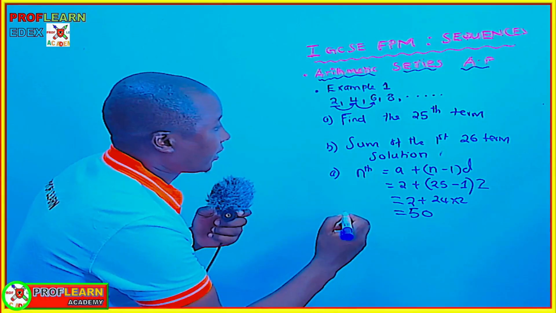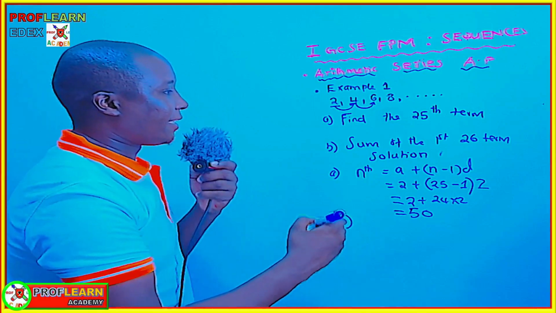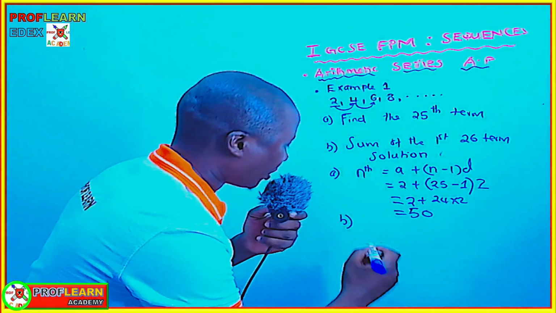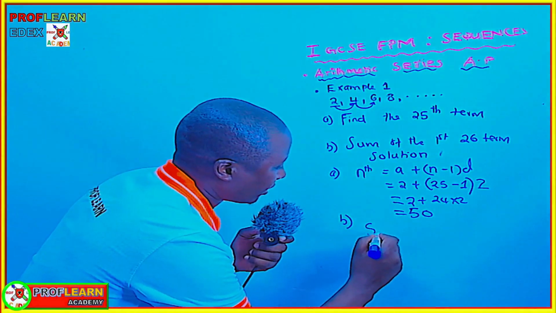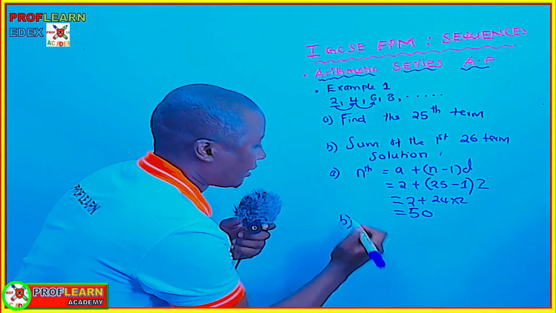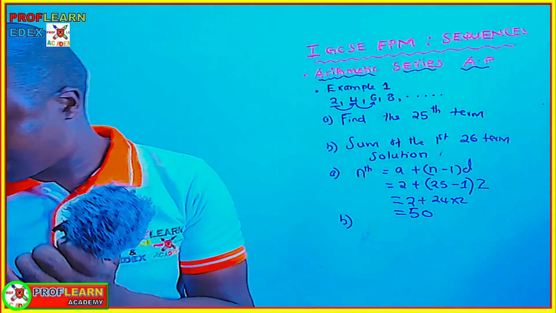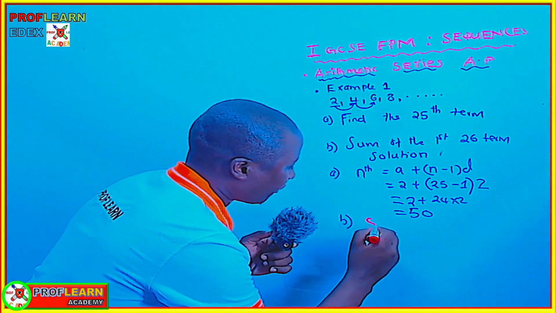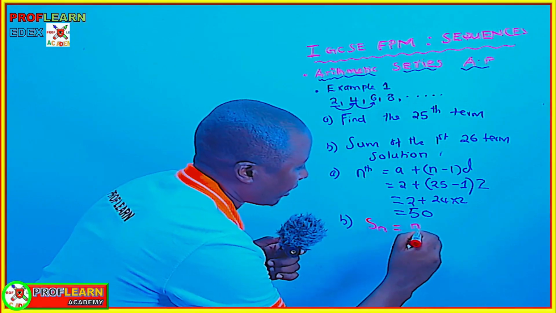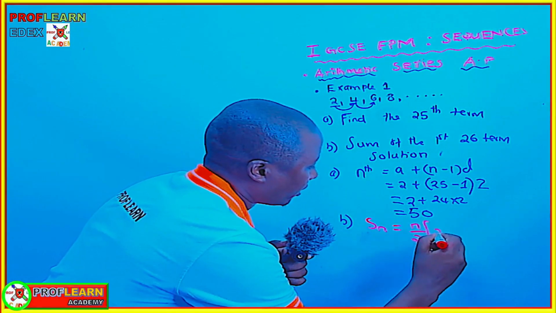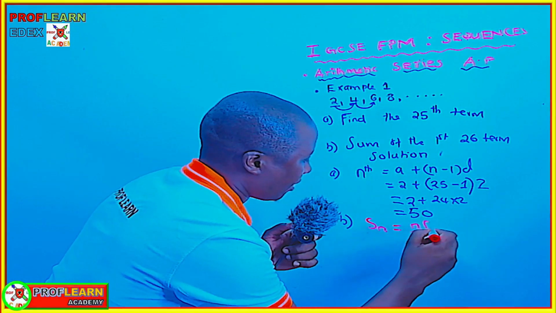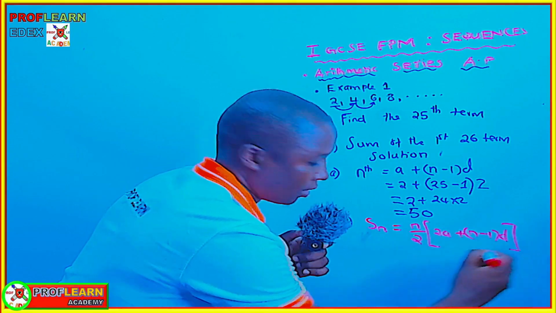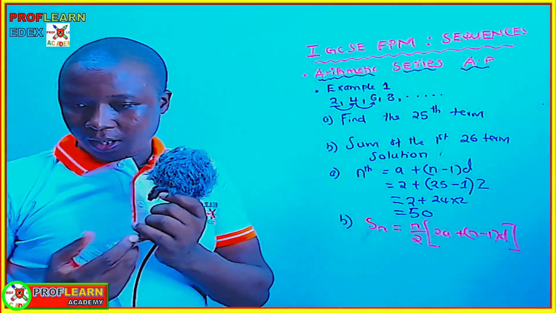Then for the second part B, we are supposed to find the sum of the first 26 terms. First we need to write the formula: the sum of n terms in an arithmetic sequence is given by Sn is equal to n over 2 into bracket 2a plus n minus 1 into d. That's the formula we're going to apply.